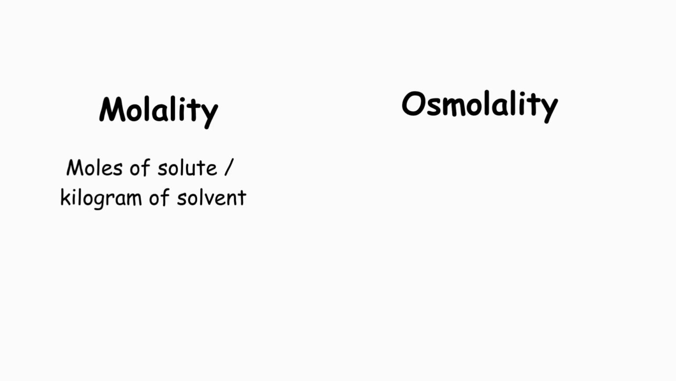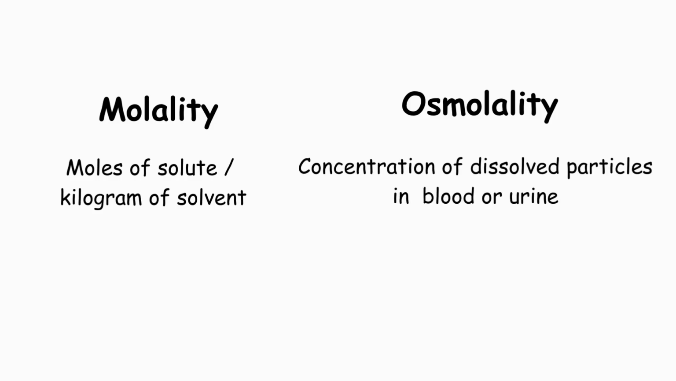Hello, today we will understand the physiology of the proximal tubule. First, you should know about molality and osmolality. Molality is the moles of solute per kilogram of solvent, which is used in chemistry, while osmolality is the concentration of dissolved particles in blood or urine. It is defined as milliosmoles per 1 kilogram of solvent.